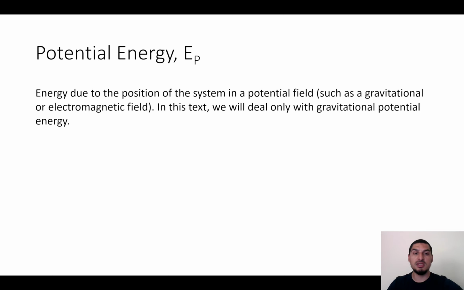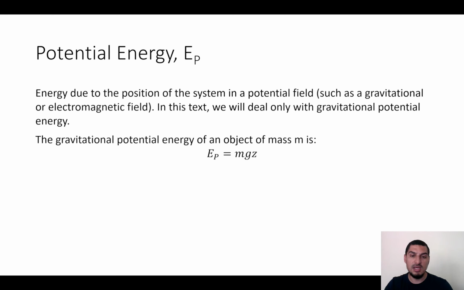For the potential energy, it's the energy due to the position of the system in a potential field. The very famous potential field is the gravitational field. This is the energy due to the elevation from the surface of the Earth. Sometimes it can be calculated based on the electromagnetic field. Again, it's not part of our interest. We are only interested in the gravitational field. So in this case, it's calculated from the equation mgz, or z is sometimes written as h, depending on the textbook or the reference that you're using.